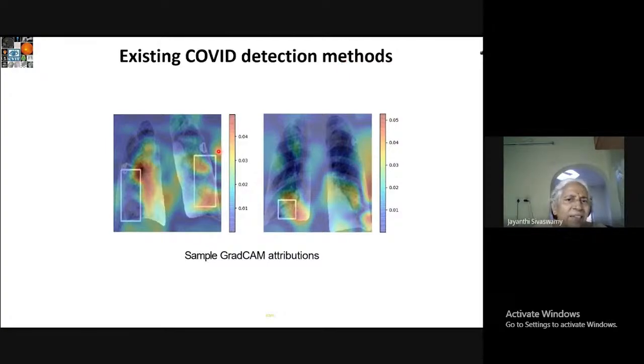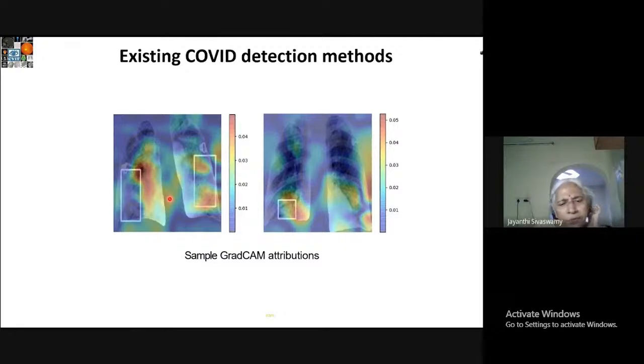So here, these are not even in the lungs. What the network considered as reason to take a decision. And similarly here, it is very bad. So it is saying outside the body region and something here. So basically, this is the problem with existing COVID detection methods.